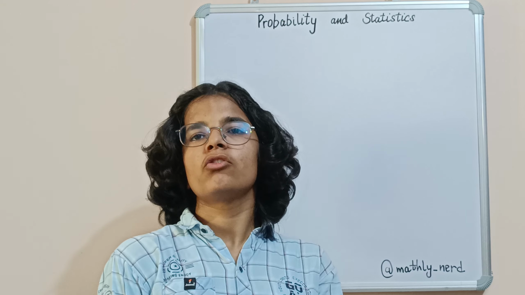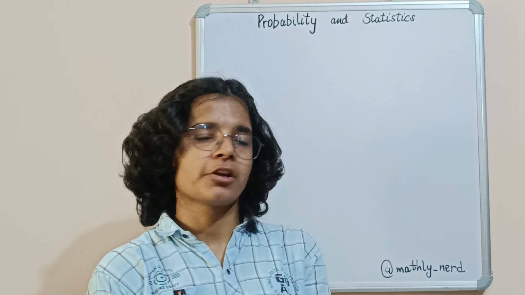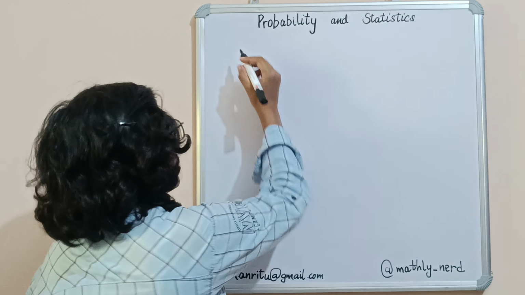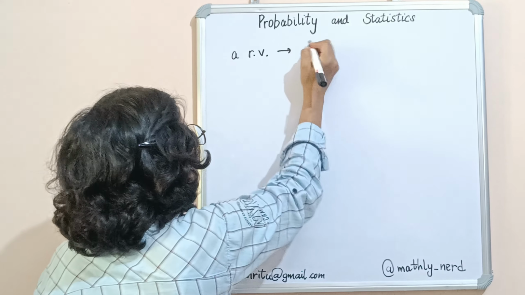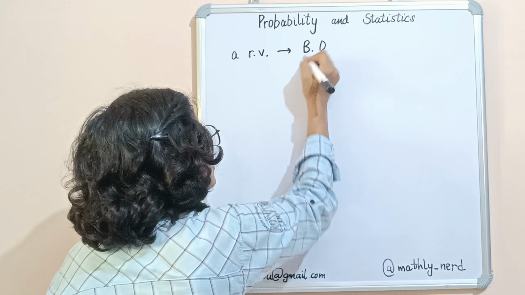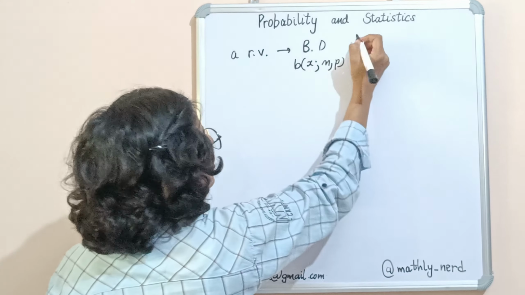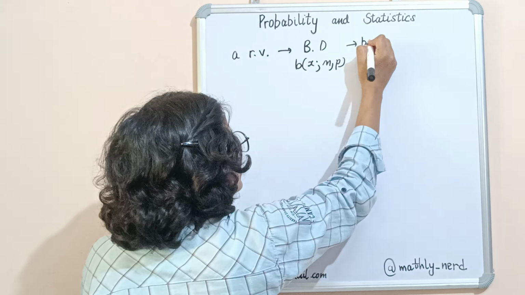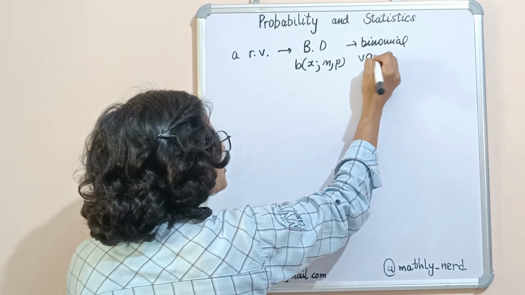Now we will try to find out mean and variance for binomial distribution. First of all, a random variable which follows binomial distribution b of x semicolon n comma p is called binomial variate.